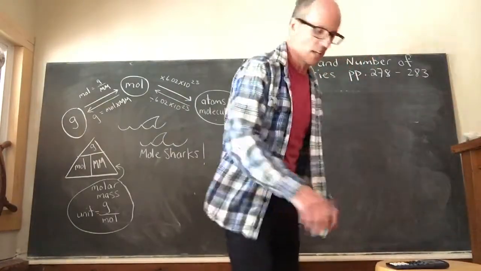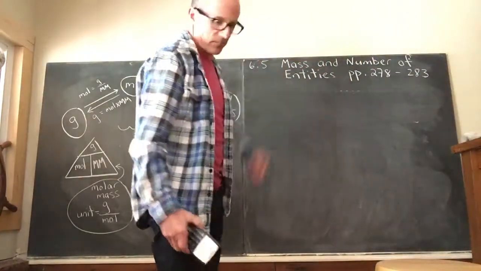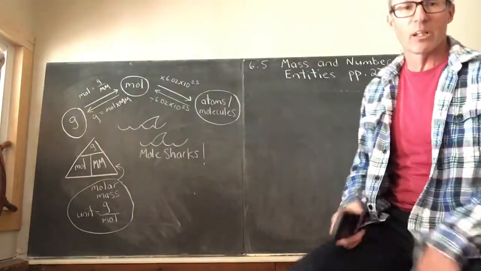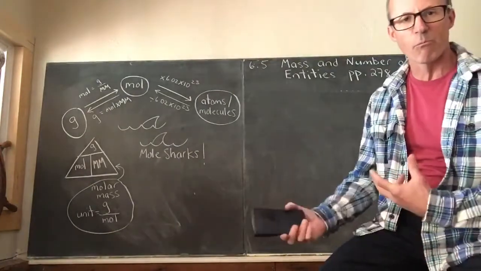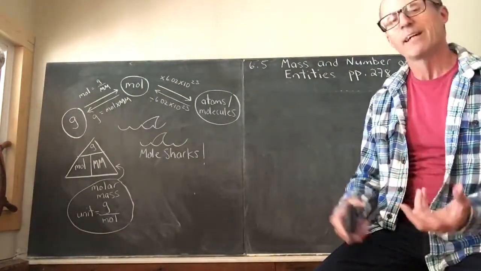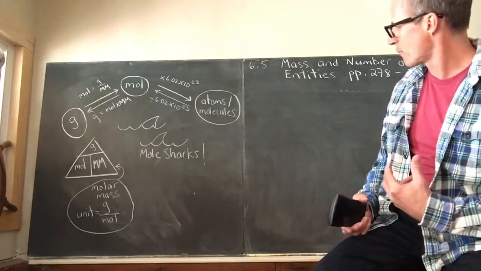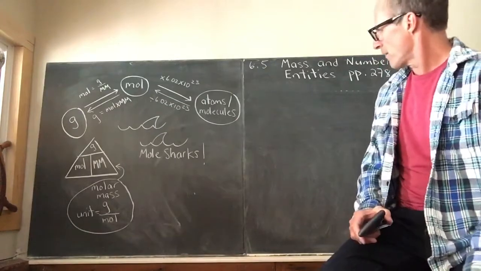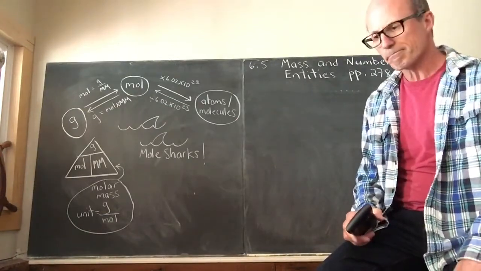So like I said, today we're going to look at section 6.5 in the book, and we're going to become really good at figuring out grams from moles, moles from grams, which you've already done in the last lesson. But we're also going to venture into the right side of this MoLand, figuring out atoms and molecules.